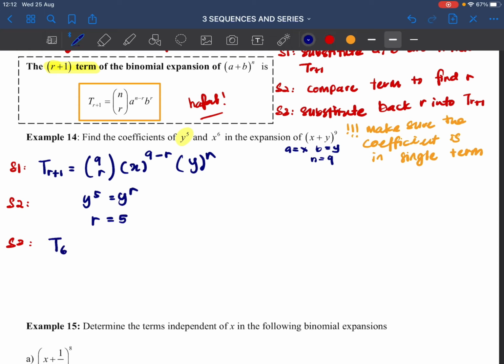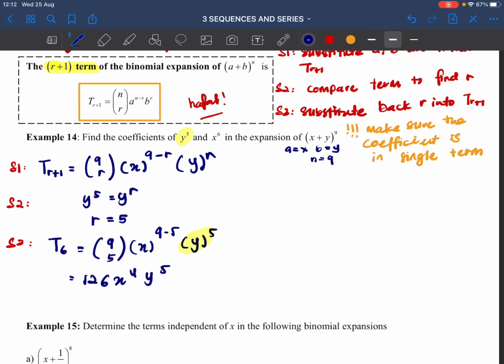Okay, so now we will have 9Cr, which is r is 5. Here we will get x^(9 minus 5). Here we will get y^5. Okay, so this is what we want, right? Y to the power of 5, the coefficient of y to the power of 5. So we just calculate here, 9C5, we will get 126. So x to the power of 4, y to the power of 5.